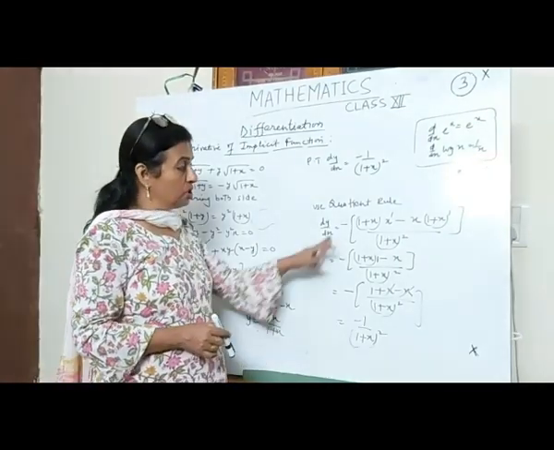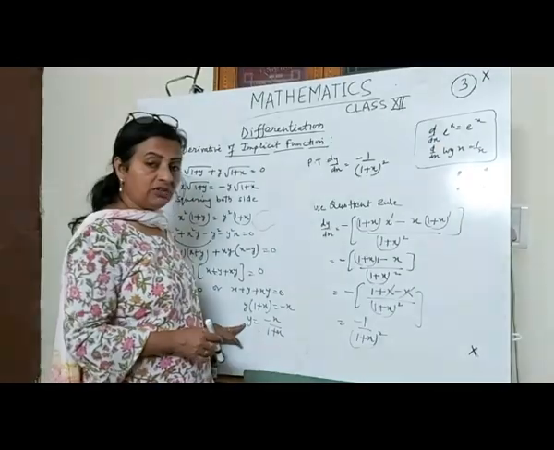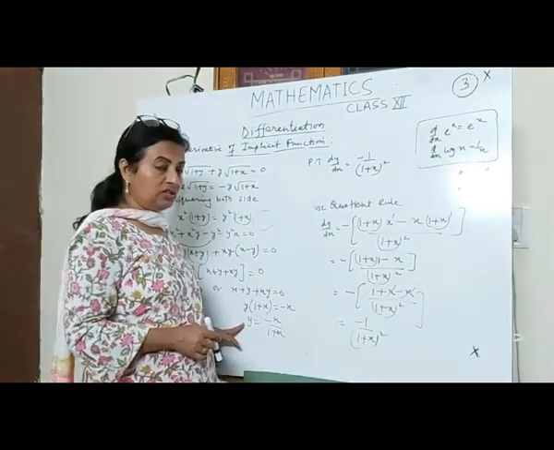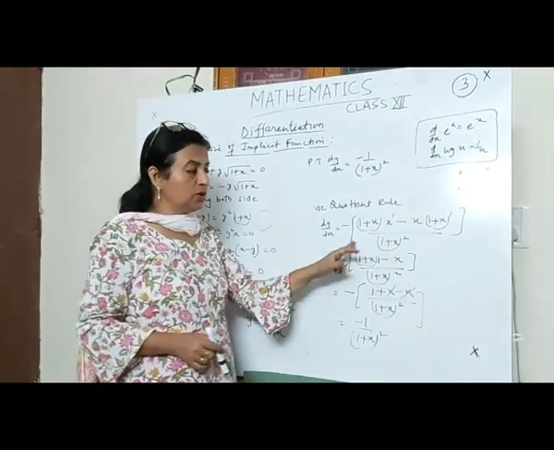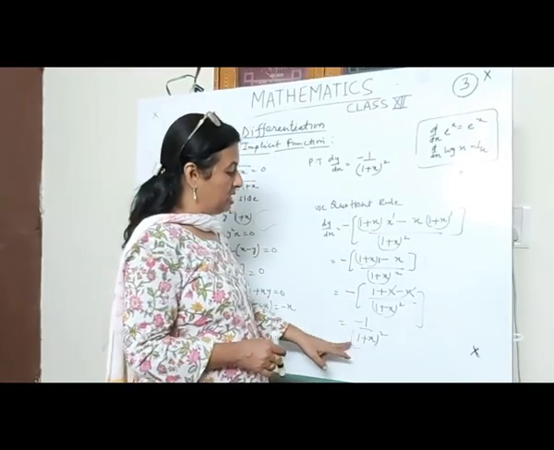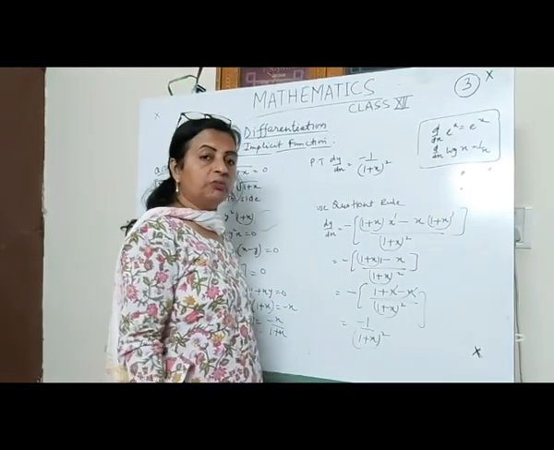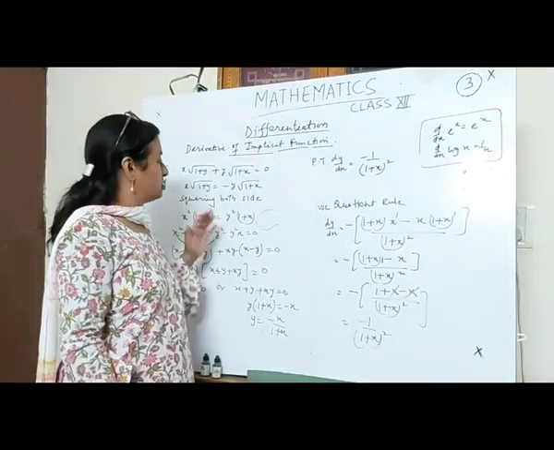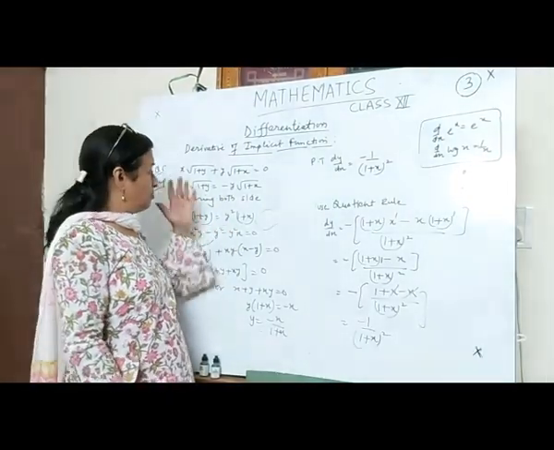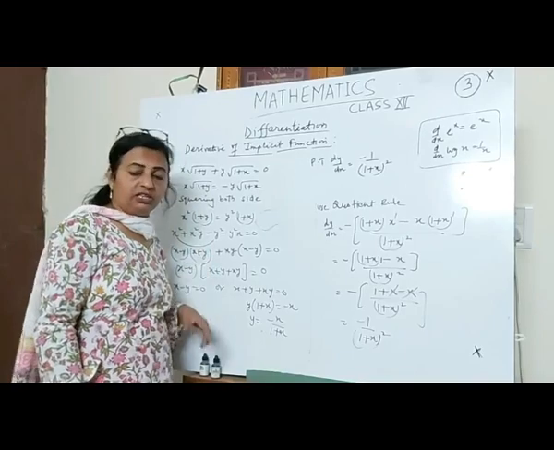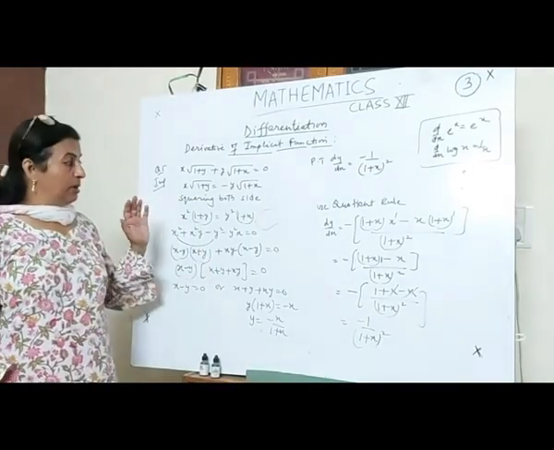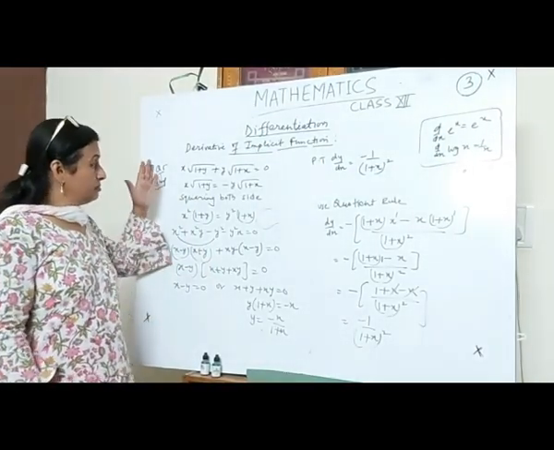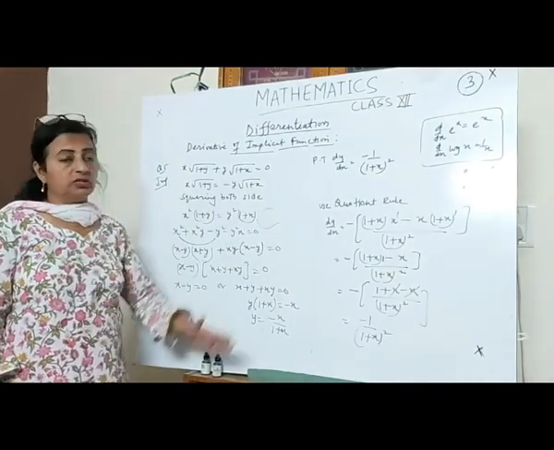Now I have to use quotient rule to find the derivative of this. Y is changed into dy upon dx. Here I am using quotient rule, and if we simplify, I get minus 1 upon 1 plus x whole square. So you do it yourself and try to find out the solution. This is an important question because it's very different. So memorize this question because it is a better way to solve this question.